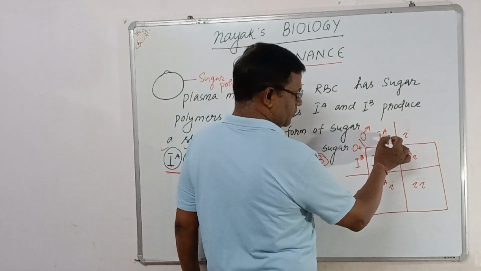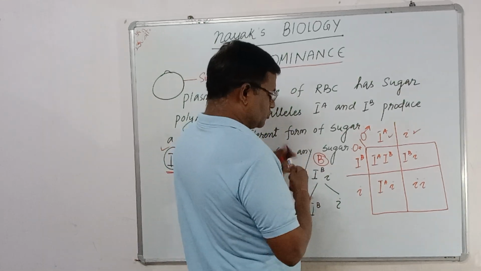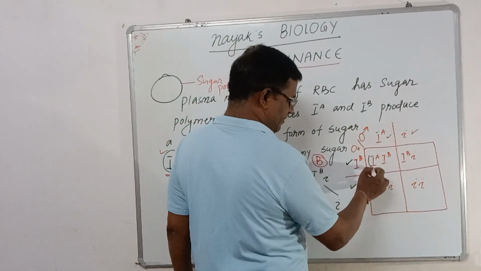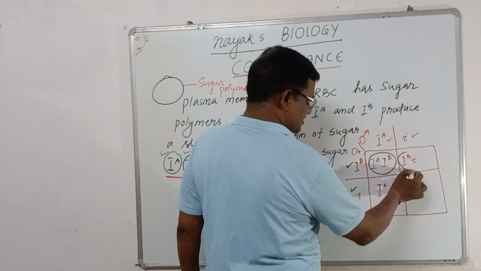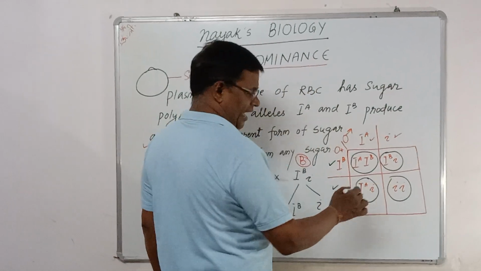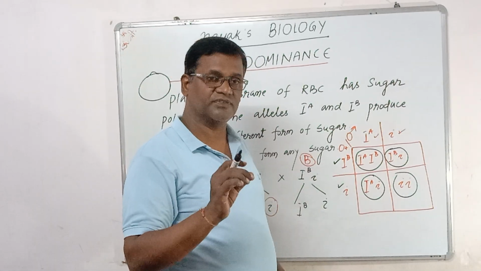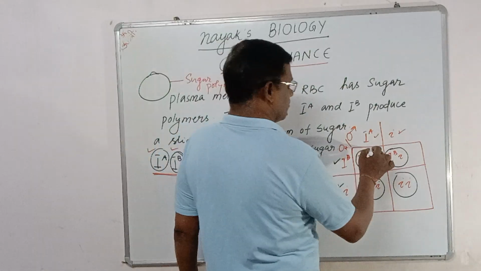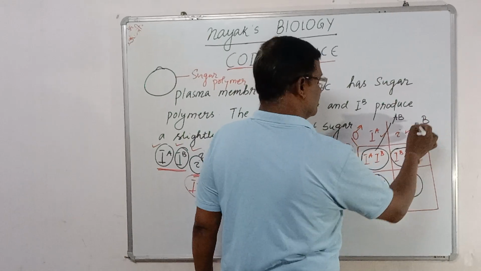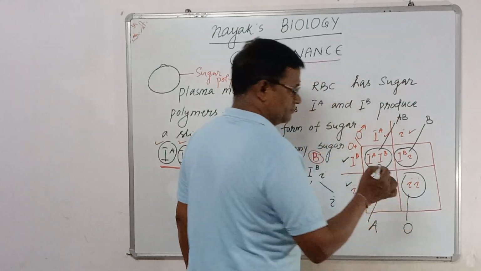Suppose it is a male, it produces the two gametes IA and small i. The female produces IB and small i. When we cross them, the first combination is IAIB, the second is IBi, the third is IAi, and the fourth is small i, small i. These are the four combinations produced. These are the genotypes of their offspring. What blood group will come? It is blood group AB here. Here, blood group B will come. Here, blood group A will come. Here, blood group O will come.